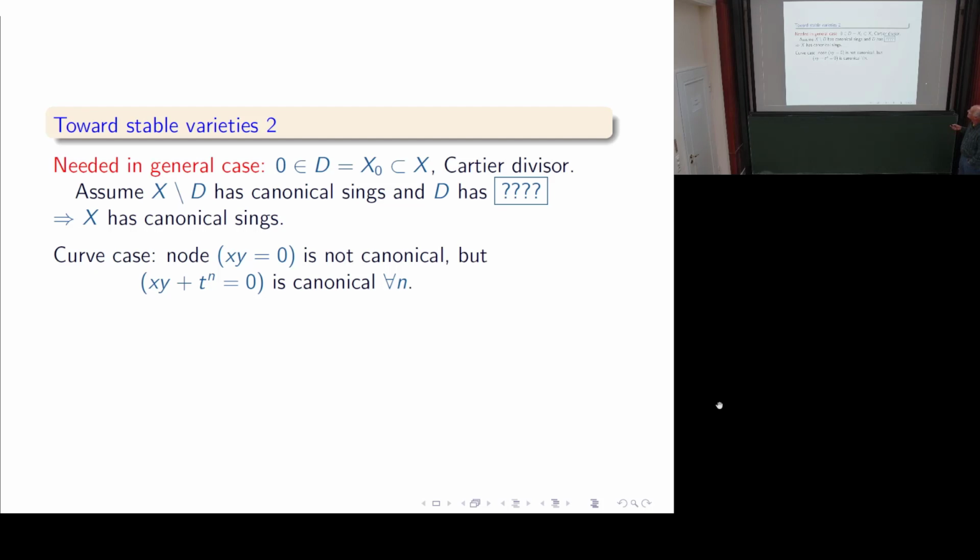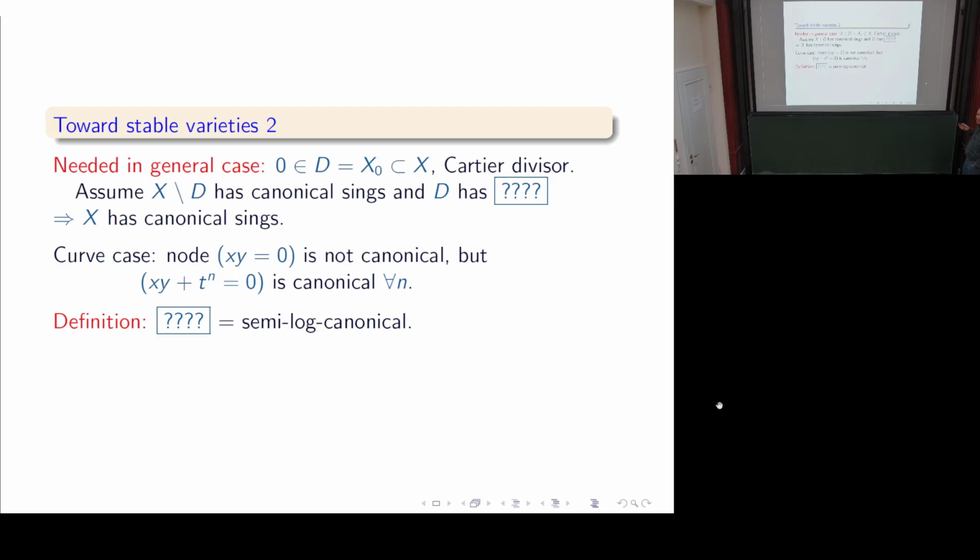Now, not just in the relative case, but if you have this divisor, which will be the central fiber for me. So there is this normal variety X and there's a Cartier divisor D. And assume that the complement has canonical singularities. So you have to prove that if the fibers have canonical singularities, then the total space also has canonical singularities, but that's more or less what you would expect. And, well, we don't know what property D has, but the conclusion should be that X has canonical singularities. So then the question is, what comes here in this box? And basically that was how, with Nick Shepherd-Barron, we defined semi-canonical singularities, that we try to see what comes into this box.